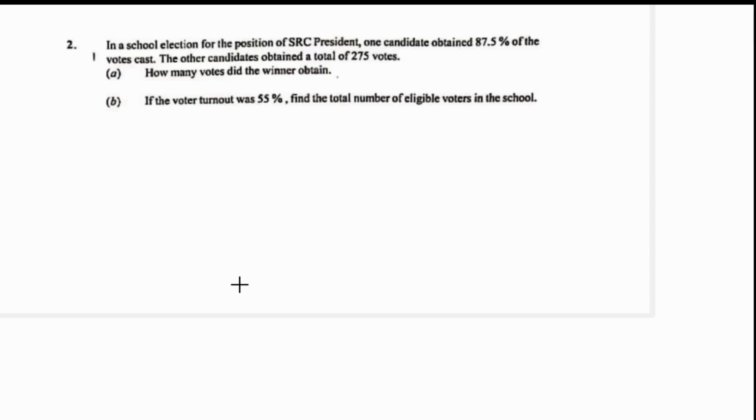As usual, it will be very important for us to get the key facts from this question to make the solution very easy for us. And these facts are: one of the candidates obtained 87.5% of the total votes cast, and the other candidate obtained a total of 275 votes. These are very important information that will help us solve our question.